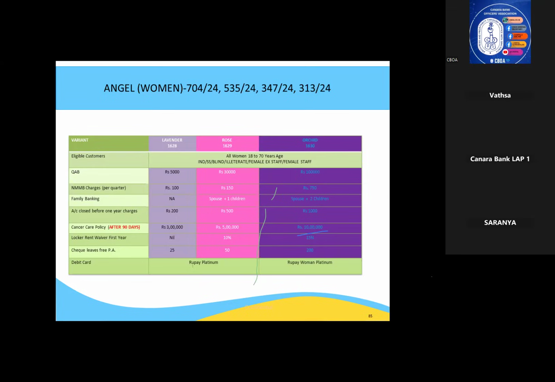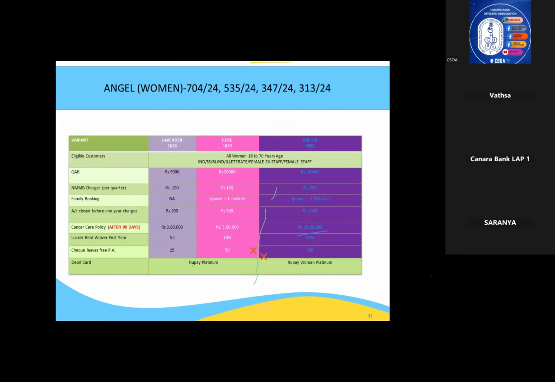So mainly this product is opened for cancer care treatment insurance. What is the amount they are giving for cancer care treatment? The account has to be opened and maintained for 90 days. If they maintain it for 90 days, then they will get that cancer care policy. The policy value for the first category is 3 lakhs, second category is 5 lakhs, and third category is 10 lakhs.